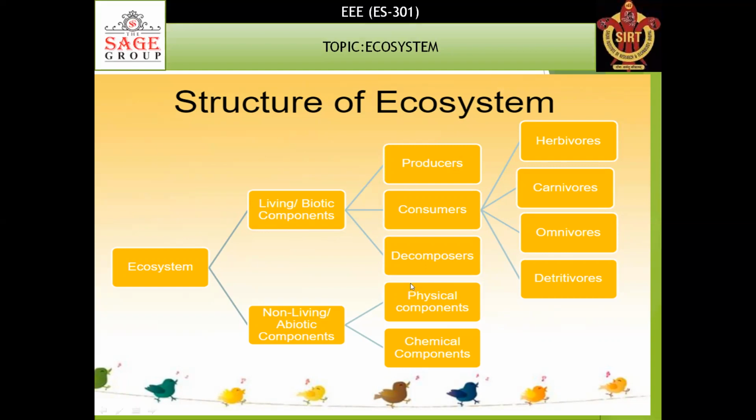So this is again divided into producer, consumer, and decomposer, right? So first we know what is biotic component. Biotic components are living organisms of the ecosystem, and this biotic component includes plants, animals, fungi, bacteria, and other living organisms, right? So this is divided into three categories, that is producer, consumer, and the decomposer. So first we know what is producer.